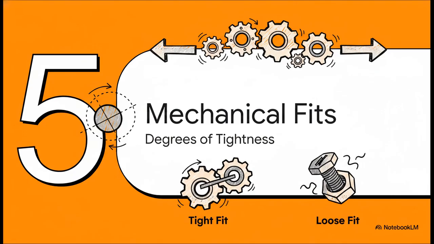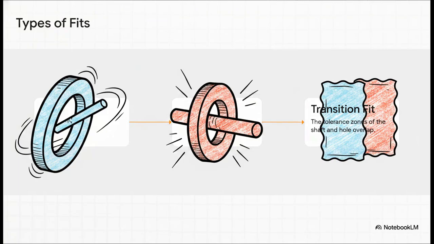Finally, let's bring it home with Part 5, Mastering Mechanical Fits. Out in the real world, how these parts interact comes down to 3 primary types of fits. Number 1 is the clearance fit. This is where the smallest possible hole is still bigger than the largest possible shaft. It guarantees a gap so parts can spin freely like a wheel on an axle.